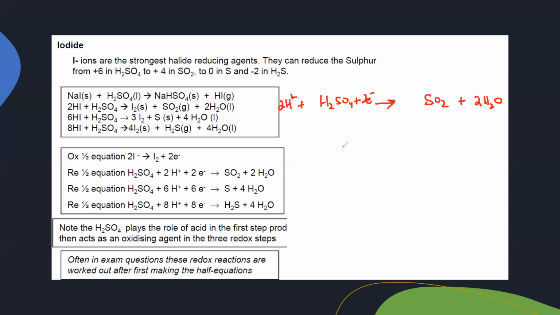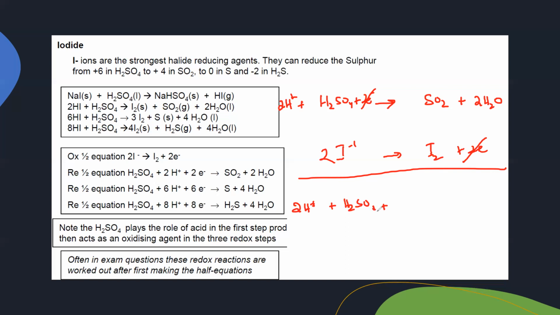And what was a reactant? Iodine was there. It was forming an iodine molecule by loss of 2 electrons. So when we want to combine the equation, what do we do? We take the number of electrons the same, but they already have the same number of electrons. So when we add, it will be 2 protons plus H2SO4 plus 2 iodide gives sulfur dioxide plus 2 water molecules plus iodine molecule. So this is how we write the equation.